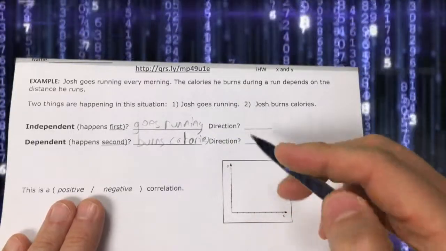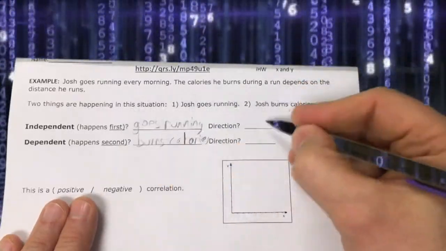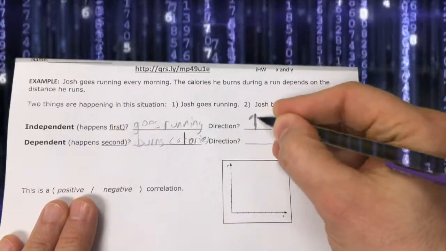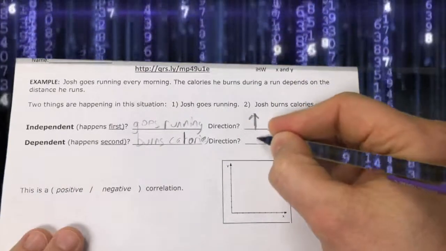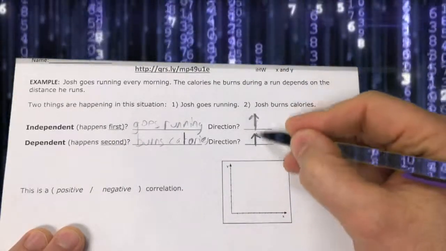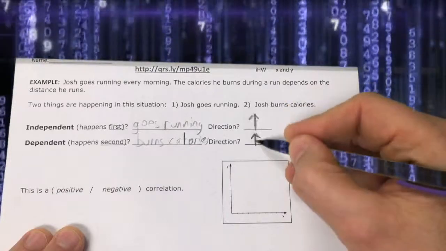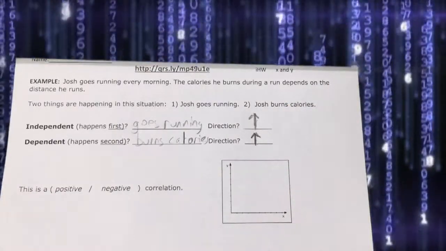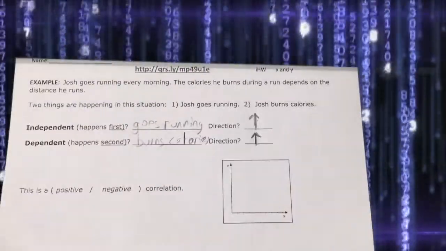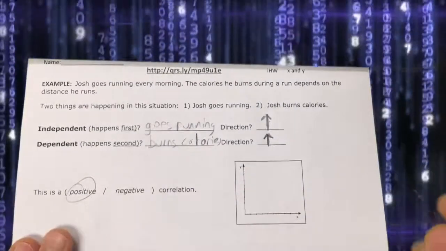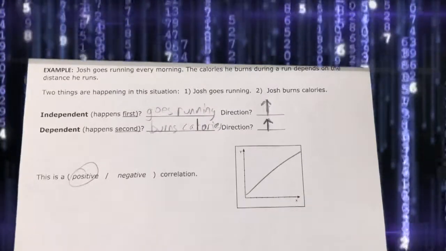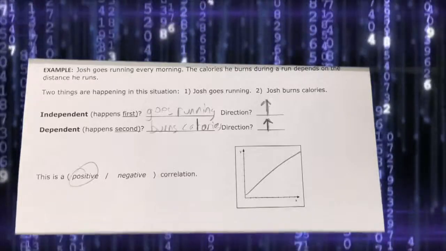Okay? Now what's the direction? Well, it says the more he goes running. We can assume the more he goes running, as his running is increasing, what's happening to his calories? The number of calories he's burning is also increasing. Are these going the same direction or opposite directions? They're going the same direction. When they're going the same direction, as we just saw on the last page, it's a positive correlation. Okay, so this is a positive correlation. It's going to look uphill. That's a positive correlation, like a positive slope. Okay, so that's the first example. Let's jump into the next example.